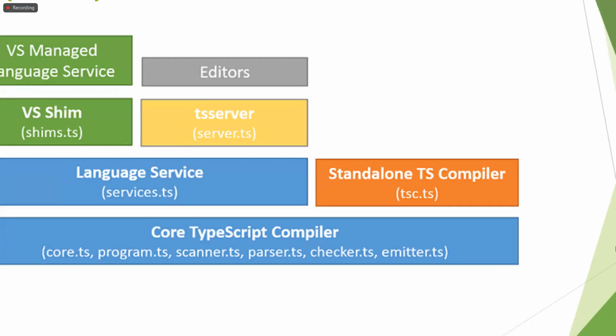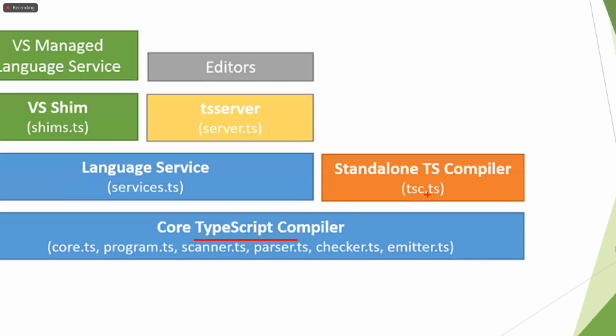You see, there is the core compiler and the standalone compiler. The core compiler will verify your code. After successfully verifying, the standalone compiler will convert it into JavaScript. Those are two important components.